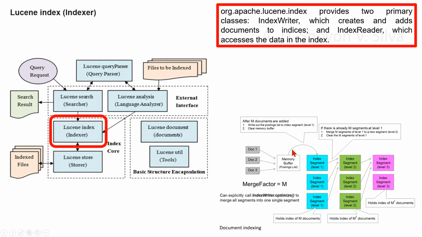Typically, the document will first be added to the memory buffer, which is organized as an inverted index in RAM. When this is a document insertion, it goes through the normal indexing process to analyze the document and build an inverted index list in RAM.